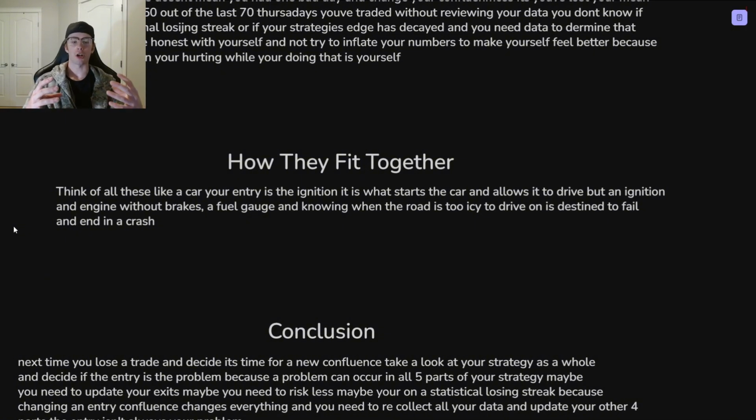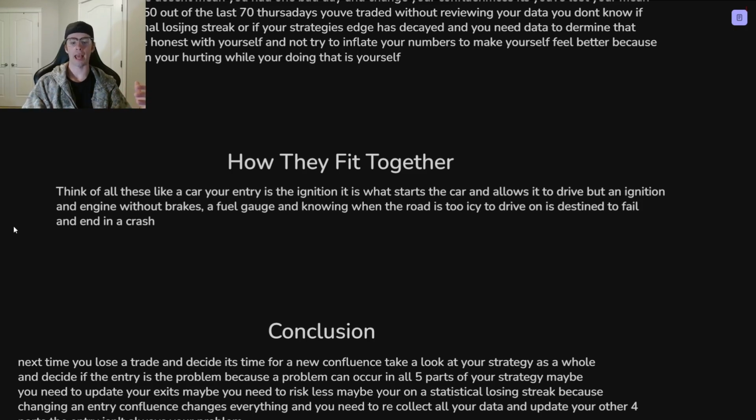So I like to think of it like a car. So your entry is the ignition and the engine. It's what starts the car and allows it to drive. But an ignition and an engine without any brakes, without a fuel gauge, and without knowing when the road is too icy to drive on is destined to fail, and you will end up in a crash, right?